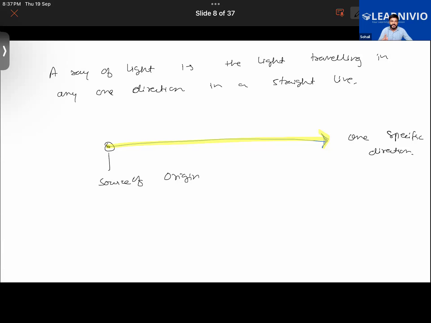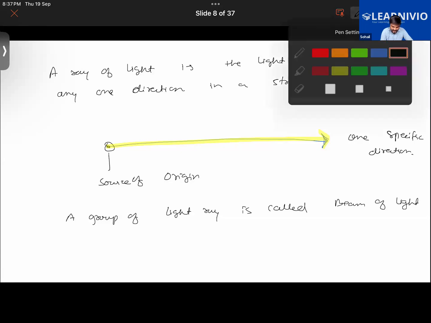So you have just one ray of light here. But if you have a group of light rays, it will be called a beam of light. A group of light rays is called a beam of light.